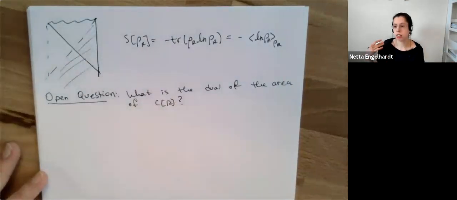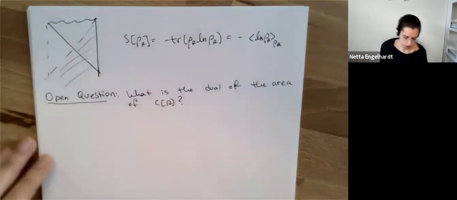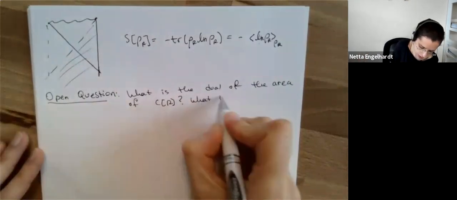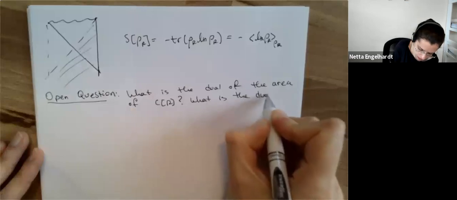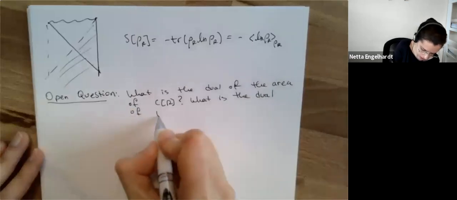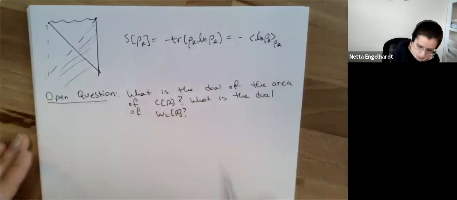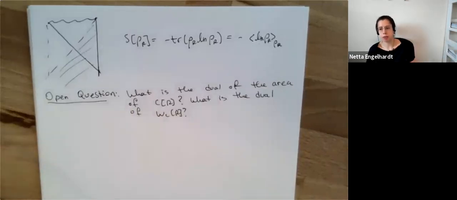What is the information theoretic dual of the causal wedge? There's been some progress on this from the perspective of complexity, computational complexity. And I will try to say a few words about that at the very end, but progress is not the same as answering this question. This is still very much an open question, an open problem.